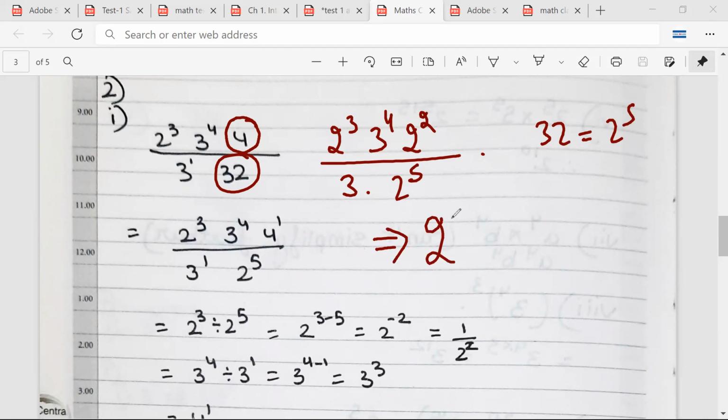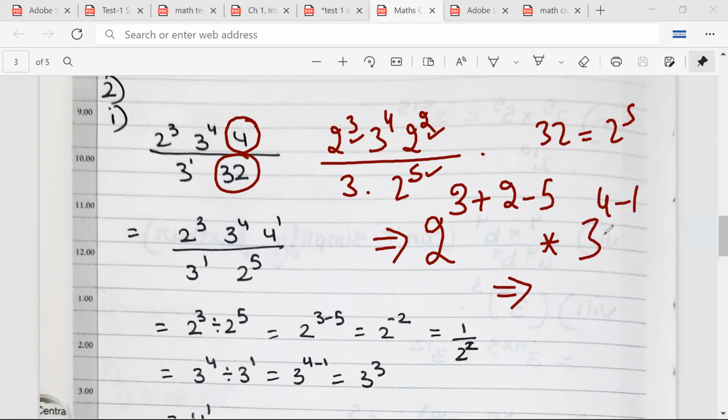No, sir. And then what I can do is 2 raised to power 3 plus 2 minus 5 into 3 raised to power 4 minus 1. Any doubt about this? No, sir. Sir, can you explain it again? Yeah, sure. So for example, 2 cube has come here, 3 raised to power 4 has come here, 4 has come here, 3 has come here, and 2 raised to power 5 has come here. So this is perfect. Now this is 2 cube and this is 2 cube.